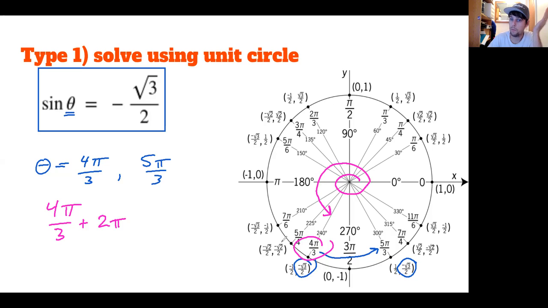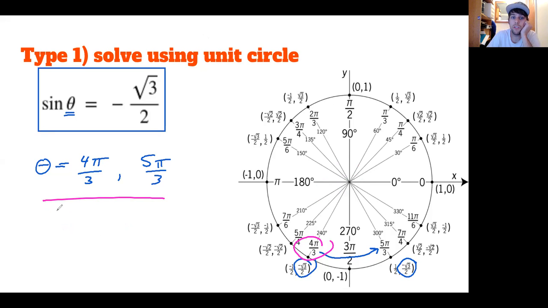So this angle would be coterminal with it, wouldn't be unique at all. But sometimes we need to investigate that in some cases, to see whether that may be a unique angle. Anyway, these are our two solutions. Very, very straightforward problem.